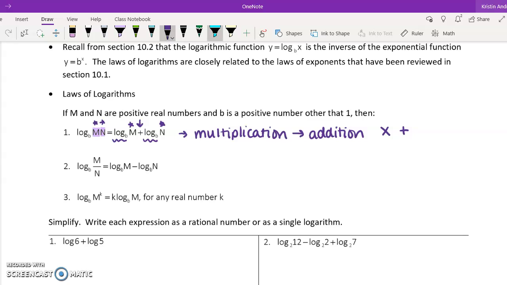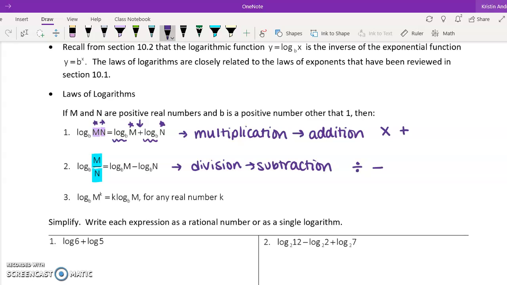So you have m divided by n. And if you have division, instead of turning like multiplication turns into addition, you'll take division and turn it into subtraction. So this one's going to go log base b of m minus log base b of n. And I remember division turns into subtraction. And I think about the division symbol, and if you take the dots away, it turns into a minus sign.